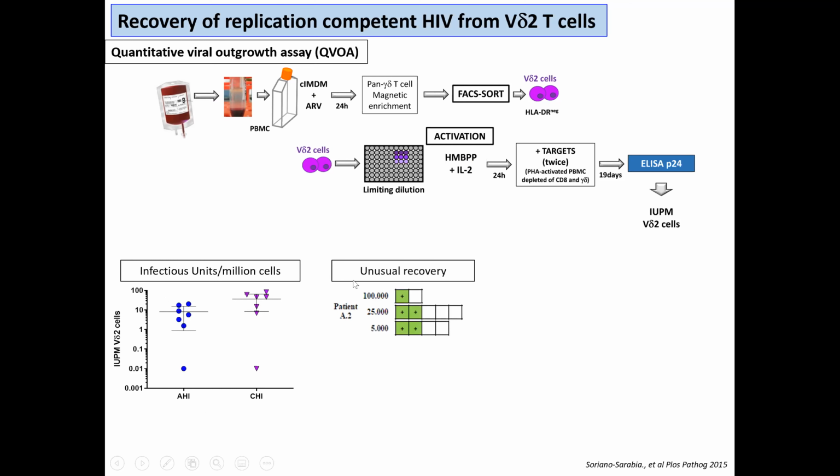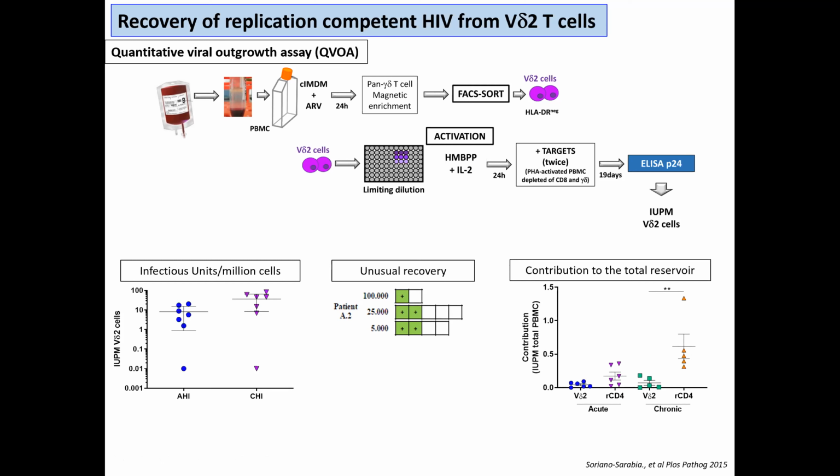I'm going to say this because it's very interesting that in some individuals, we had an unusual recovery of this replication competent virus. In a limiting dilution, the more cells we plate, we should recover more than in lower dilutions. But in some individuals, it was not like that. We could see a pattern that was like this here: lower dilutions, higher recovery. And we could see this in around 26% of the individuals. And I'll come to this later. I'm just highlighting this here.